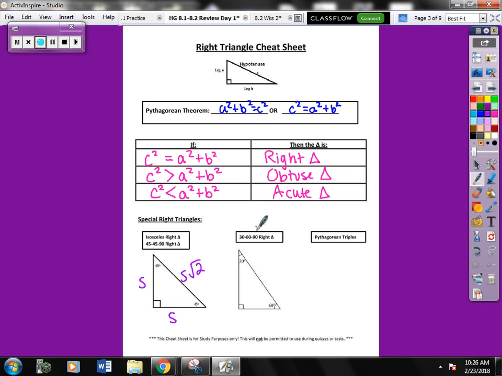Our 30, 60, 90, across from the 30, remember, is our smallest side, S. Across from the 60 is our S root 3. And across from our 90 is our 2S.